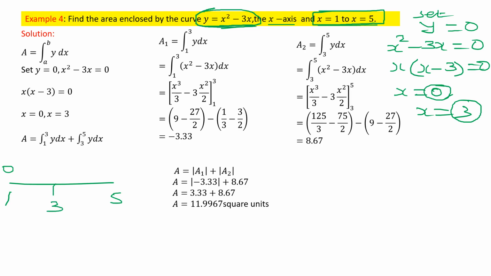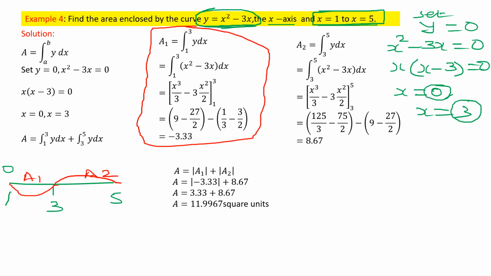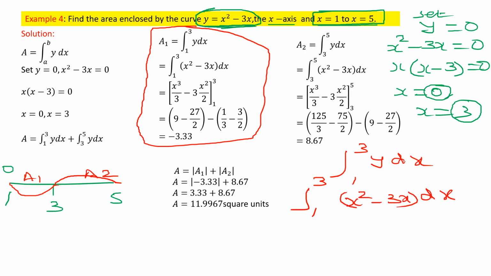So like the previous problem, we have to divide this into two parts. First part A1, second part A2. For A1, the region of integration will be integral 1 to 3. For A2, the region will be 3 to 5. So first we will calculate A1, between 1 to 3, y dx. So that means 1 to 3, what is the y value? x squared minus 3x dx.